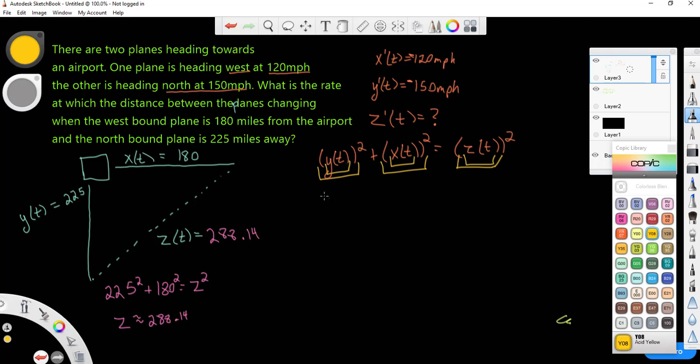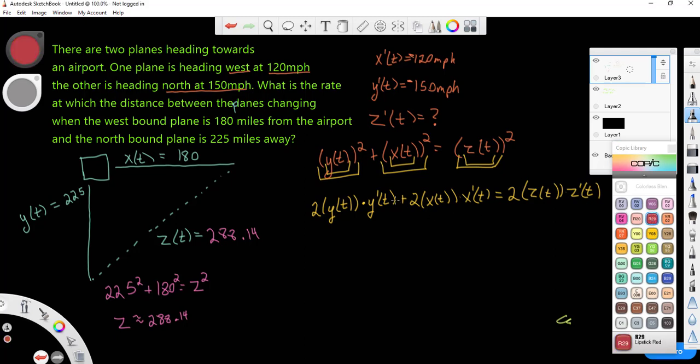So using the chain rule, the derivative of the outside, that's 2. Remember, we're going to leave the inside alone, so leave it as y of t. And don't forget, when you do the chain rule, you have to multiply by the derivative of the inside, so it's going to be y prime of t. Plus, do the same thing here: the derivative of the outside, we bring the 2 down, leave the inside alone, times x prime of t. Remember, because of the chain rule, leave the inside alone, then multiply by the derivative of the inside, equals 2 times z of t times z prime of t.